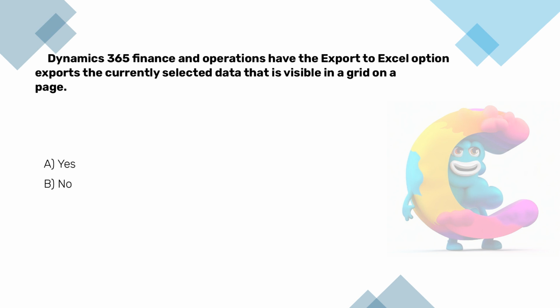In Dynamics 365 Finance and Operations, the export to Excel option exports the currently selected data that is visible in a grid on a page. Is it correct? Okay, now pause the video here, have a bit of think, and then continue when you are ready. Not always true, because visibility and data selection constraints may affect visibility upon export.